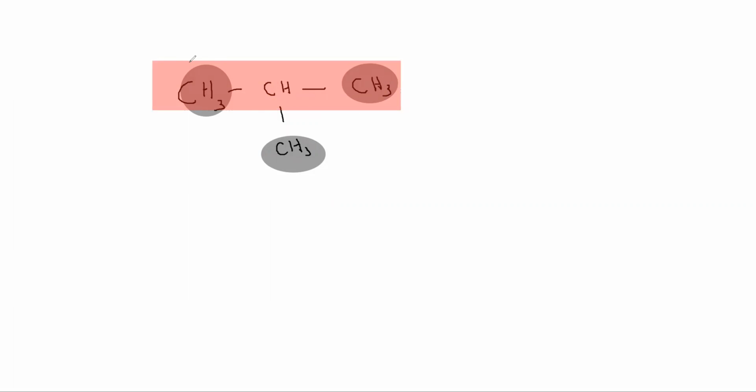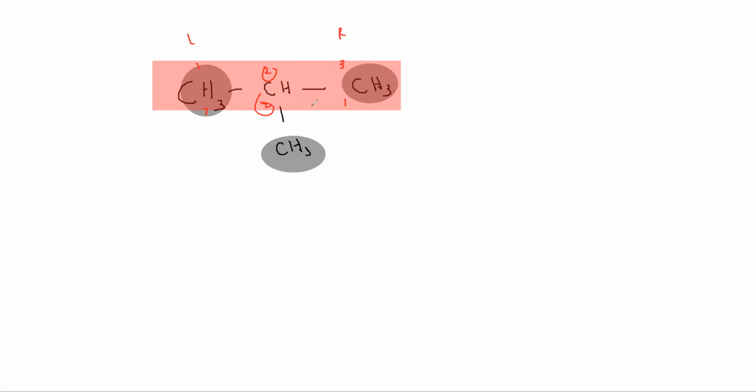Then number the carbon atoms. If I number from left to right, it is 1, 2, and 3. Which position is the branch coming at? 2. If I number from right to left, it's 1, 2, 3. The branch is coming at 2 as well. So both ways the branch is coming at the same position, so it will not make any difference. I can count from left to right, or I can count from right to left.